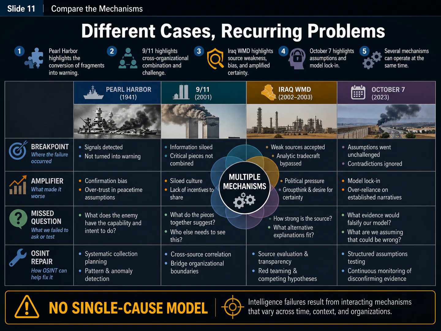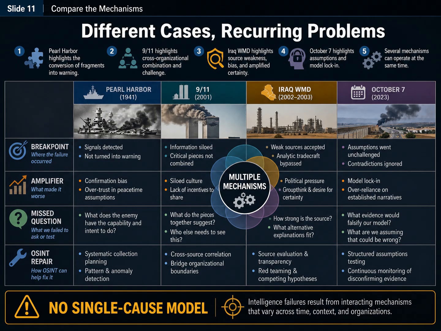The 4 cases are very different, but similar analytic breakpoints appear. Pearl Harbor highlights the conversion of warning fragments into actionable warning. 9/11 highlights cross-organizational sharing and connection. Iraq WMD highlights source weakness, confirmation bias, and amplified certainty. Public discussion of October 7 highlights model and assumption review.